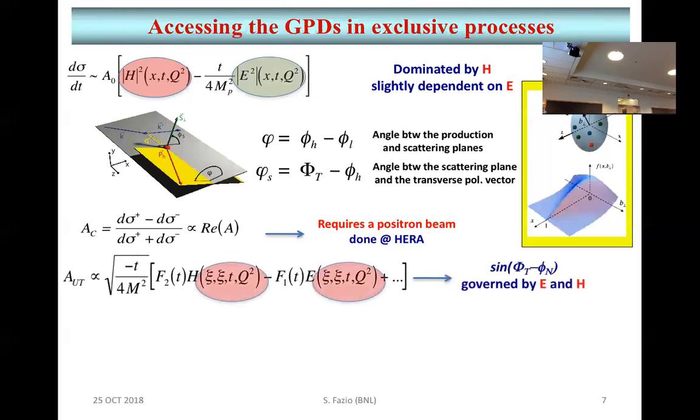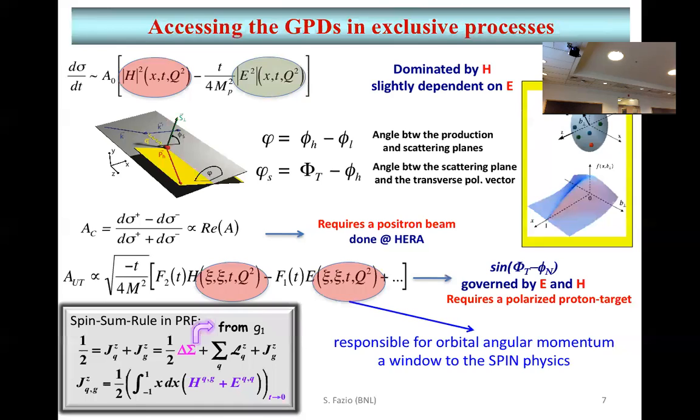A very powerful observable at the EIC, which we didn't have at HERA, will be to polarize transversely the proton beam, the hadron beam, and measure the AUT asymmetry, because this gives good access to GPD E and a good constraint. GPD E, as you know, opens the window to spin physics, because through the Ji sum rule, you can also constrain the contribution from the orbital angular momentum to the proton spin.